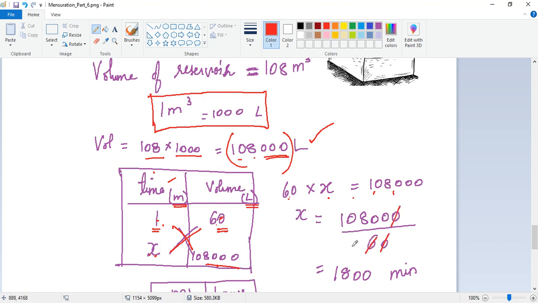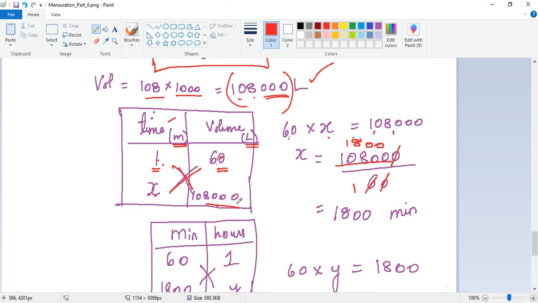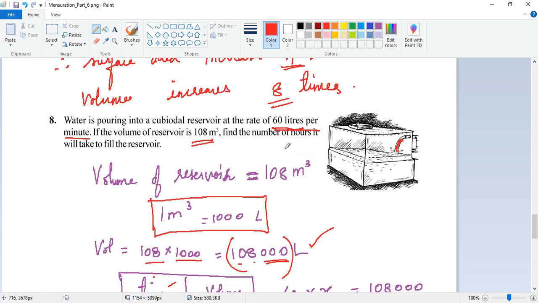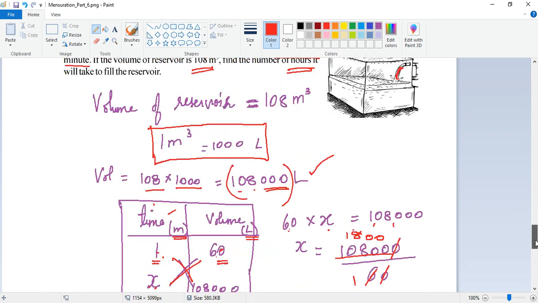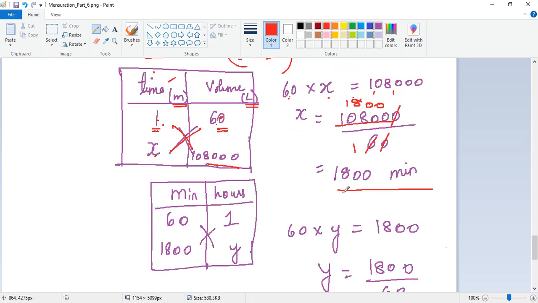6 ones are 6, 6 ones are 6, 7, 8, 9, 10, 48. So 6 eights are 48, and then you have 2 zeros. So in 1800 minutes it will take to fill the water tank. But they're not asking you how many minutes, they're asking you how many hours. We have got the answer in minutes, so we need to change this into hours. So we can again make a table: minutes, hours. We know that 60 minutes is 1 hour. So 1800 minutes will be how many hours?